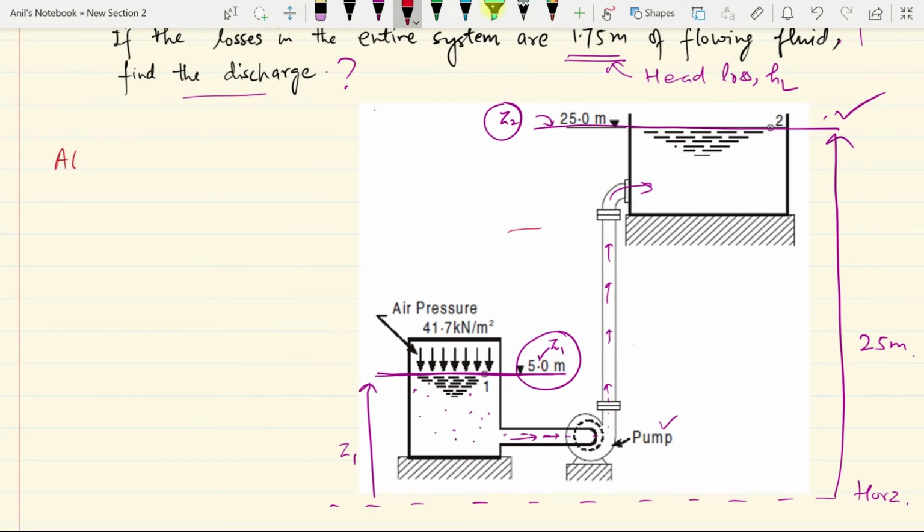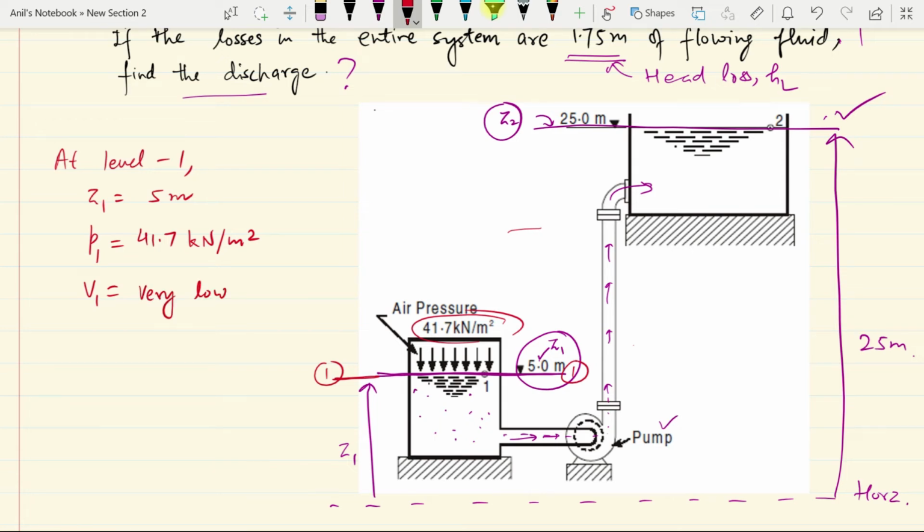Now at level 1, that is at this level, Z1 is 5 meters, pressure is given as 41.7 kilonewton per meter square, velocity is not given because it is very low, so it can be neglected, it can be taken as 0.